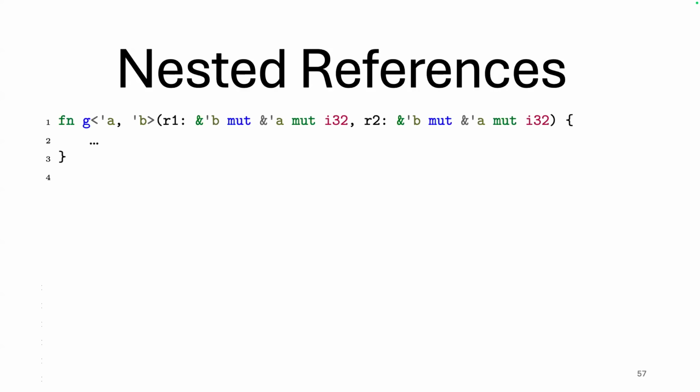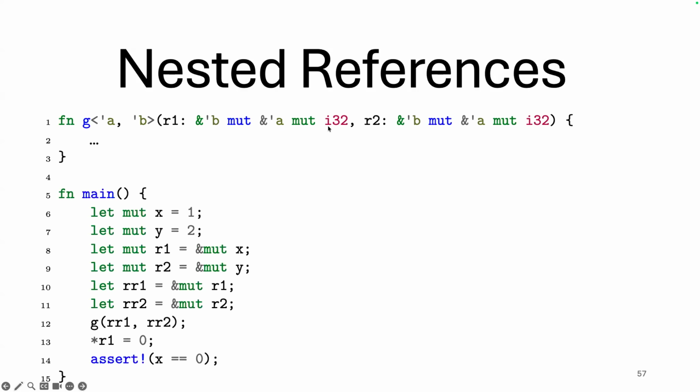And this is nested references. What I mean by nested references are references to references. So you have R1 and R2, which are both references to two integers. Now, if you look at this function main, you might think that this assertion should always pass. The reasoning being that R1 is a reference to X, and then you set R1 to 0 here, so X should be 0. But actually, this isn't necessarily the case.